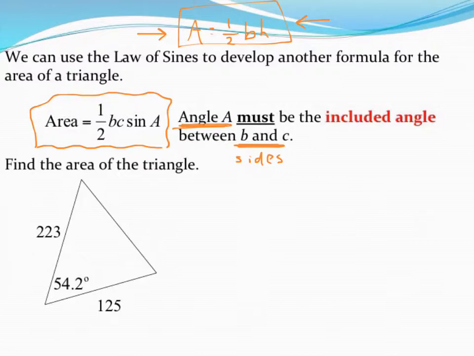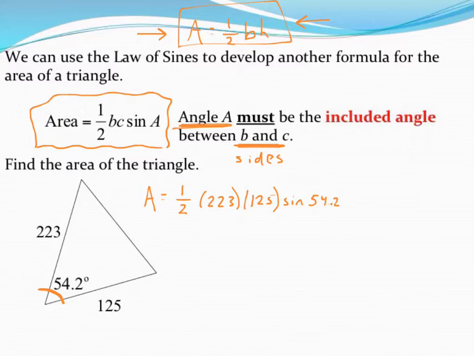If you don't have this included angle, you may have to do a little bit of work to find the angle that's in between them. But once we have that, which we do in this case, the formula is very easy to use. So I'm going to say 1/2 times the two sides, which again, the letters on the sides don't really matter as long as it's the angle between those two sides. So 1/2 times 223 times 125 times the sine of that included angle, which is 54.2, will be enough to find out what the area of this triangle is.